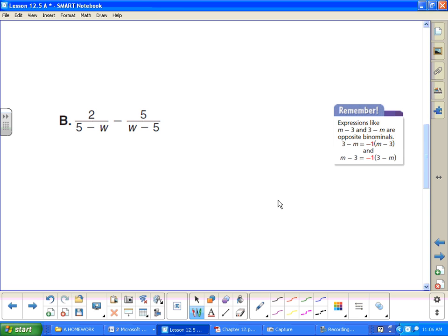Okay, good. So we've got 2 over 5 minus w, minus 5 over, and this becomes a negative 5 minus w. So we factored out -1 so that it would change the signs on my denominator, w minus 5. Okay, so now what do we do? Because these denominators are not the same now either, are they? They're still not the same, because the one on the right has a negative in front of it. Is there a way I could change that so that it is the same then?